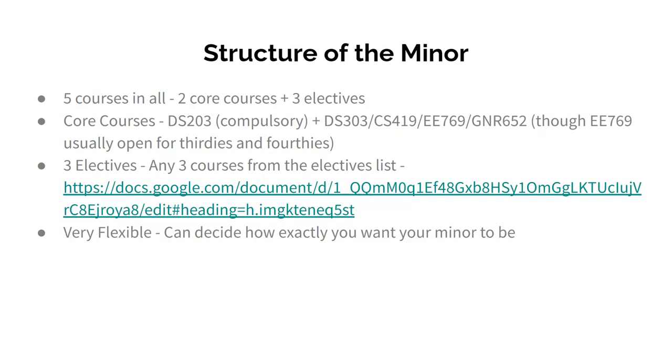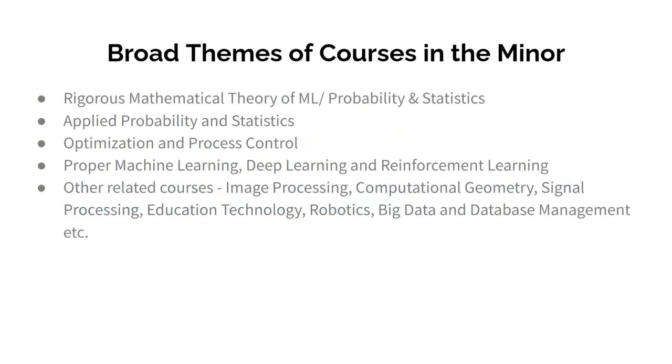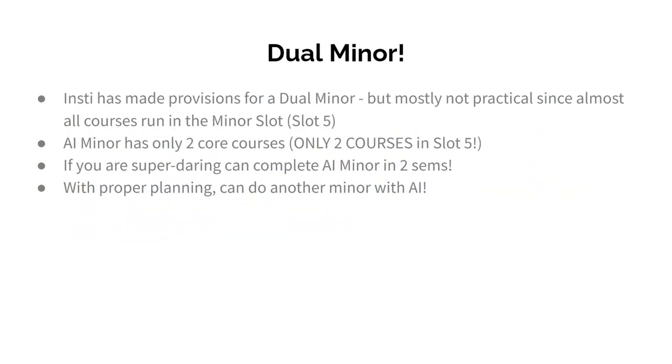It is best to take the consent of the professor beforehand so that you don't face any issues later on. But mostly you won't have issues, though it is better to be safe than sorry. Once you've taken the consent, just register for that course and tag it as an ALC, and then you can retag it as an AI minor course during your retagging period. So yeah, that is more or less it.